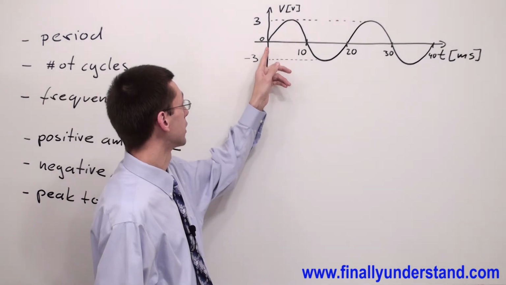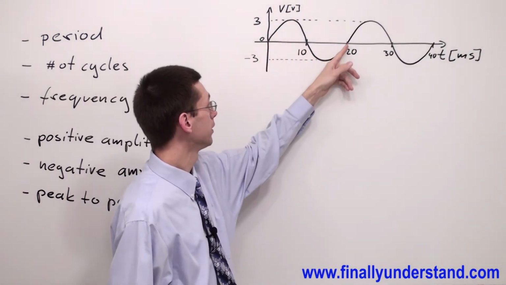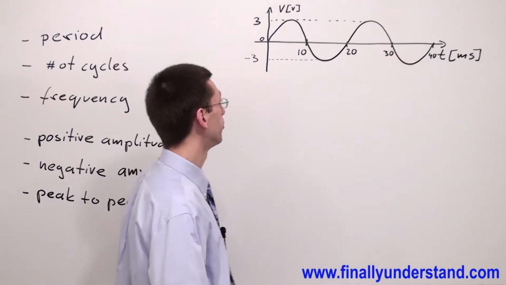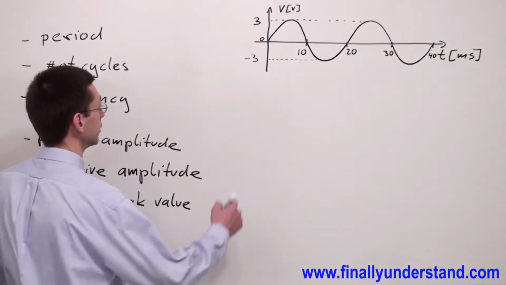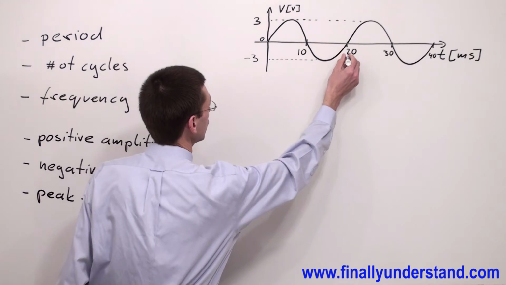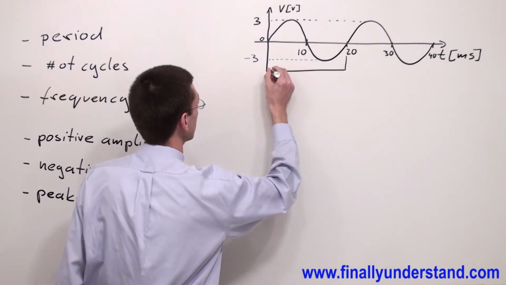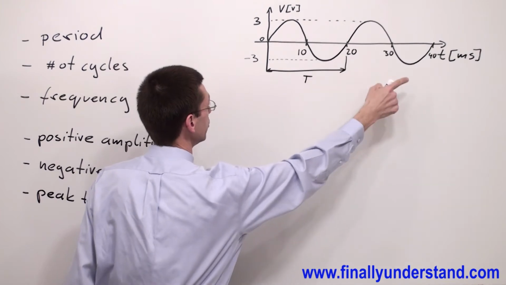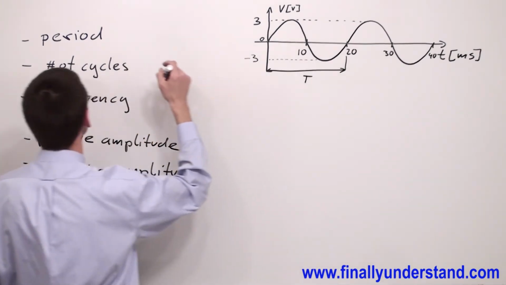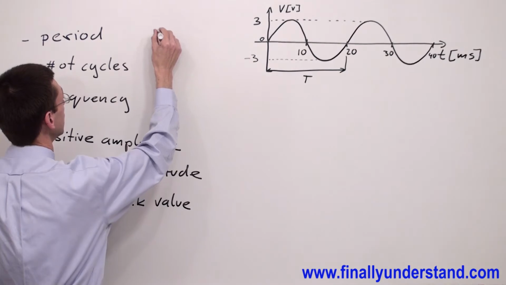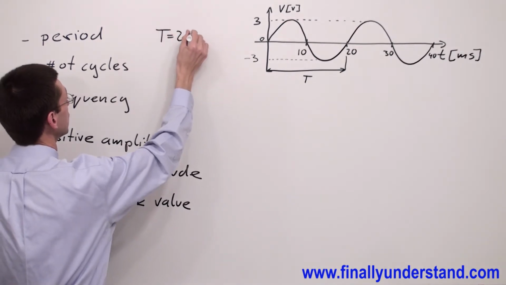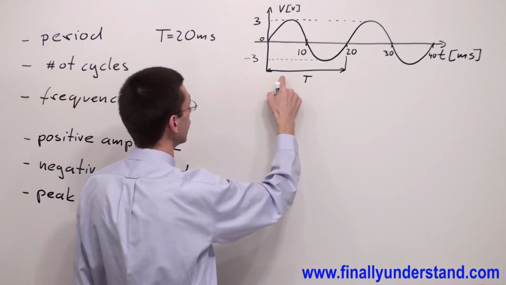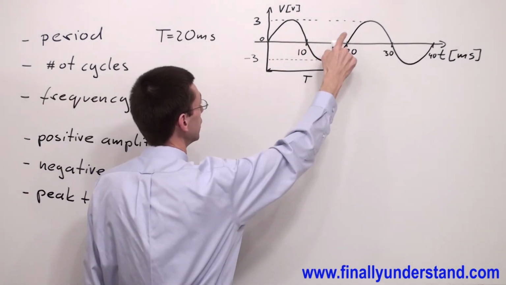So how many cycles do I have? One, and I have another cycle over here. The period of one full cycle is 20. This is my period, 20 milliseconds. So period T is equal to 20 milliseconds. Remember, period is the time required to finish one full cycle.